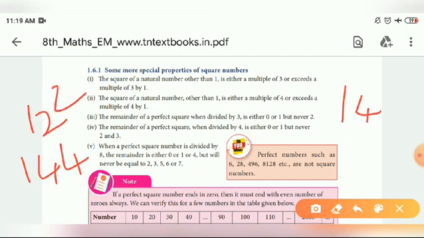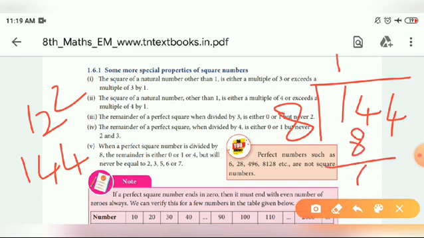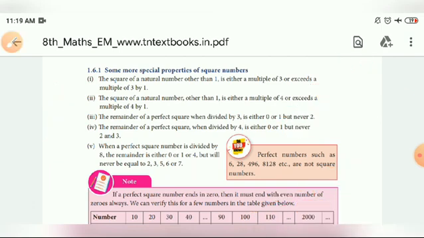Just divide 144 by 8. 18 is 8, 2 8s are 16, so here only 14, so 18 times 8 and the remainder is 0. Next, 64: 8 8s are 64, so 64 minus 64, the remainder is 0. So the remainder will be either 0 or 1 or 4, but never equal to 2, 3, 5, 6 or 7.